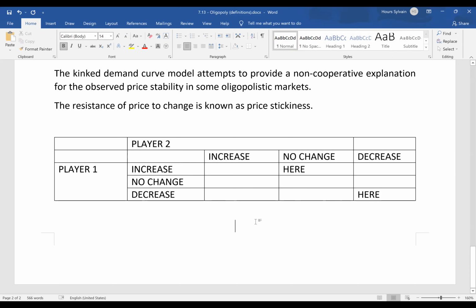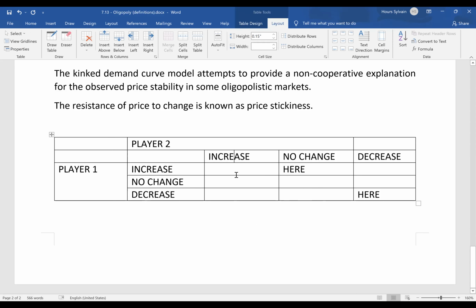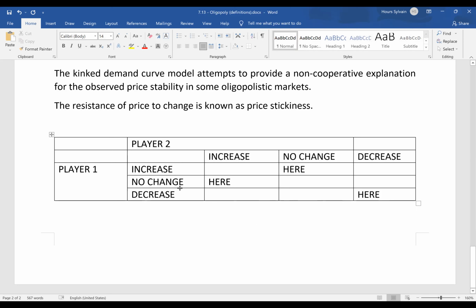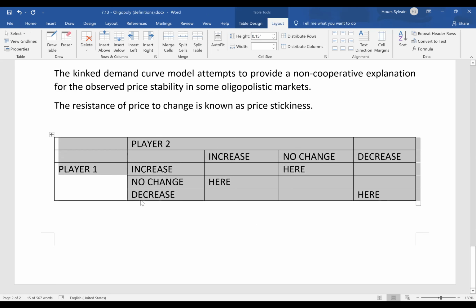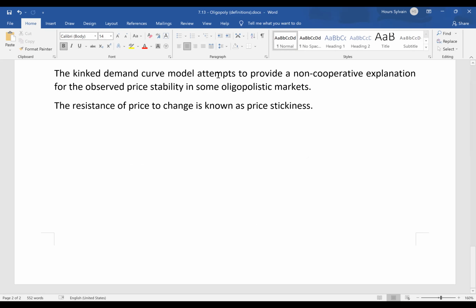I was trying to find a smart way to represent this as a payoff matrix. If I increase the price, I expect that the other firm doesn't change the price, so it would be here. And if player two decreases the price, we would have something like that essentially, but I don't think it really helps to represent that as a payoff matrix. I tried, but sorry, it's not very successful. Let's just leave this aside, okay?